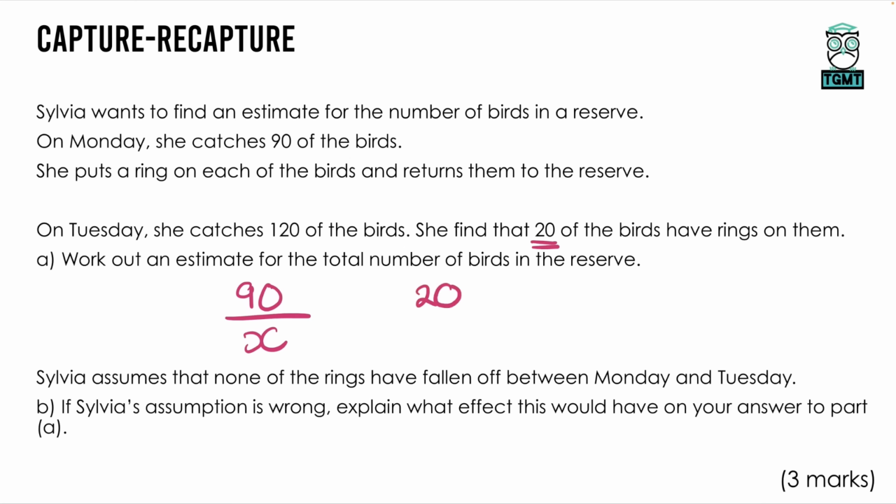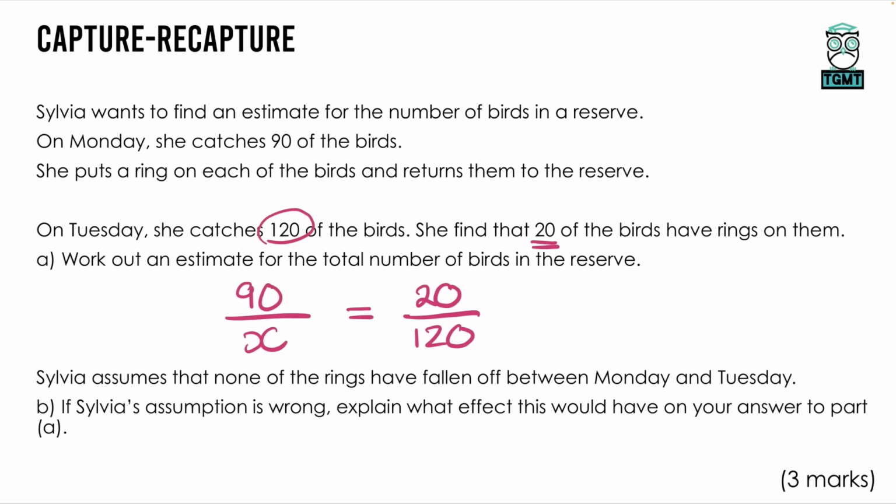So that's 20 out of, and she caught 120 birds. So that's 20 out of 120. Now when we're looking at this question, all we actually want to do is put an equal sign between them and assume that these are proportional. Now if they are proportional, we just need to think about how to create that fraction, 90 over something, as an equivalent fraction to 20 over 120.